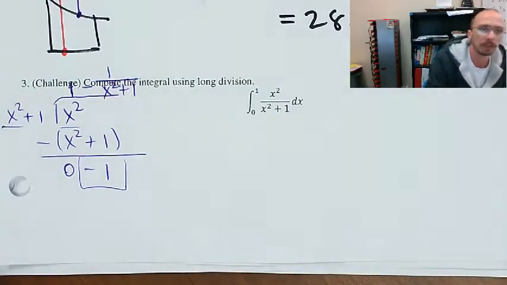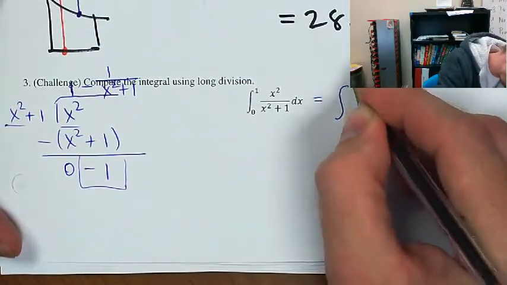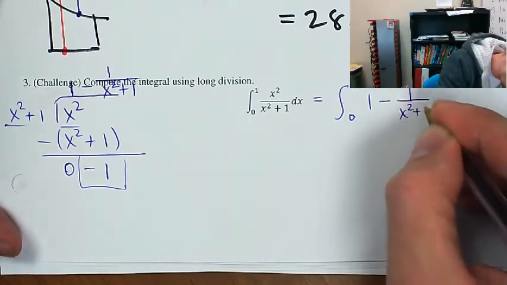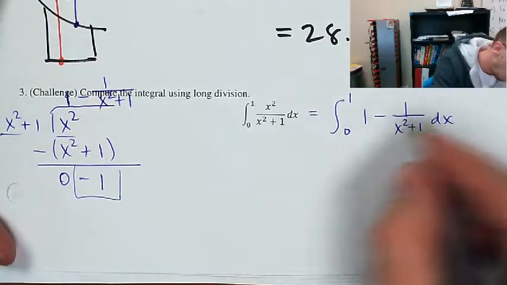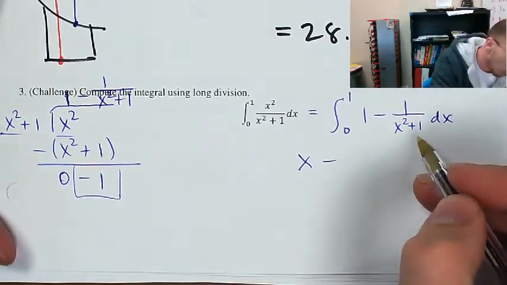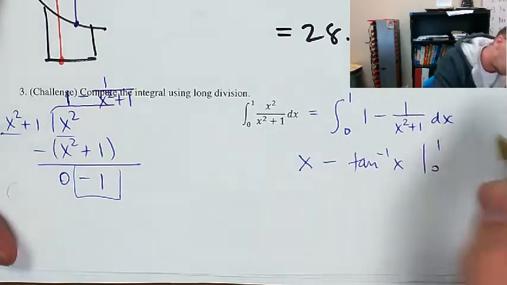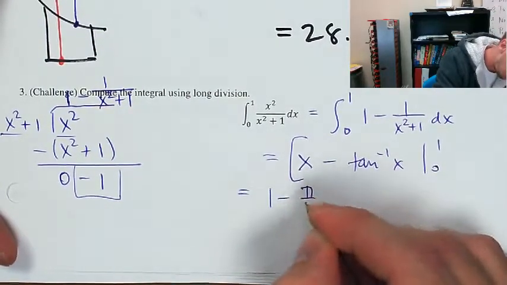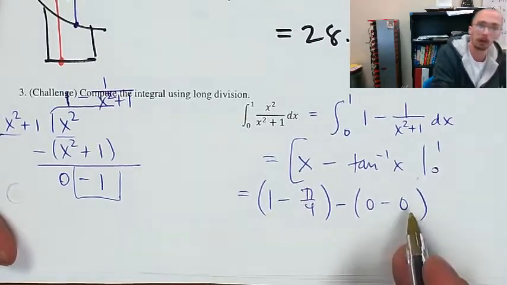You can barely even see that. I chose the wrong color. But that's the integral from 0 to 1 of 1 minus 1 over x squared plus 1. Both of these are antiderivatives we need to know. The antiderivative of 1 with respect to x is x, and the antiderivative of 1 over x squared plus 1 with respect to x is arctangent of x. And we're going to let x run from 0 to 1. That's 1 minus arctangent of 1, minus 0 minus the arctangent of 0.